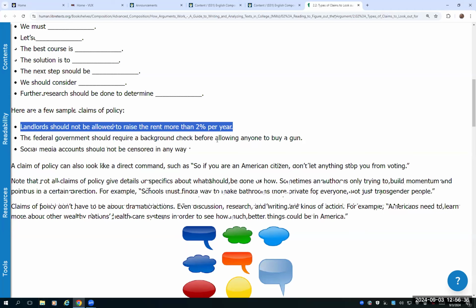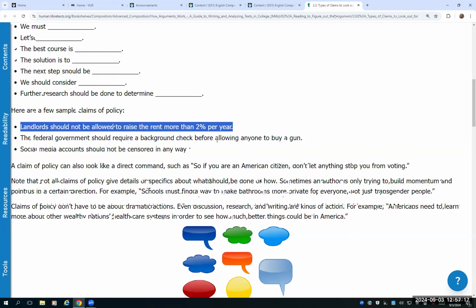It is questionable. It's saying they should not be allowed to raise the rent more than 2% a year. Something questionable is like, why is it 2%? Why not 5% or 1%? And debatable means there's more than one way to look at that, more than one viewpoint. Some people say yes, landlords should not be allowed to raise rent. Other people say no, landlords should be allowed to raise rent. If people don't like that, they can live in a different place.